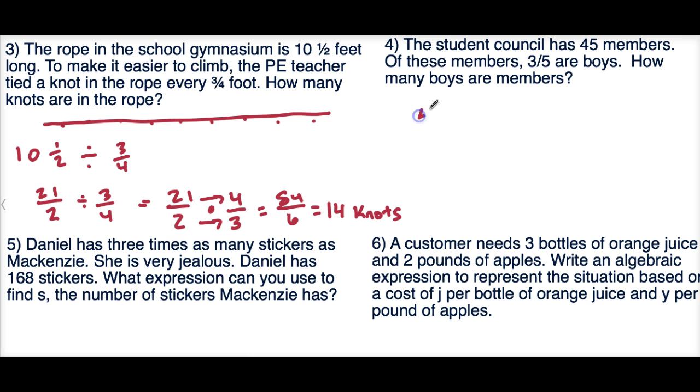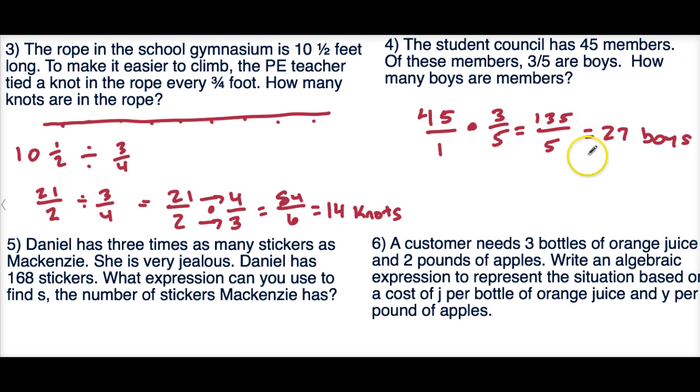For this one, we have a total of 45 kids in the student council, so I need to find 3/5 of that. That's a multiplication problem, so times 3/5. When I multiply straight across, that equals 135 divided by 5, and that equals 27. 27 boys. Let me go back and make sure that makes sense. I know that 3/5 is more than half, so my answer should be more than half. Half of 45 is in the low 20s, so that suits the answer.